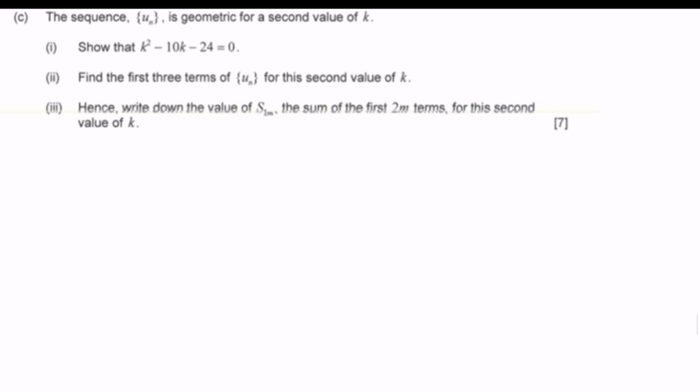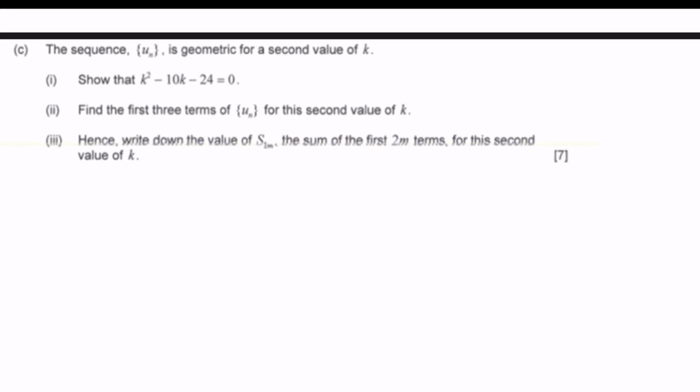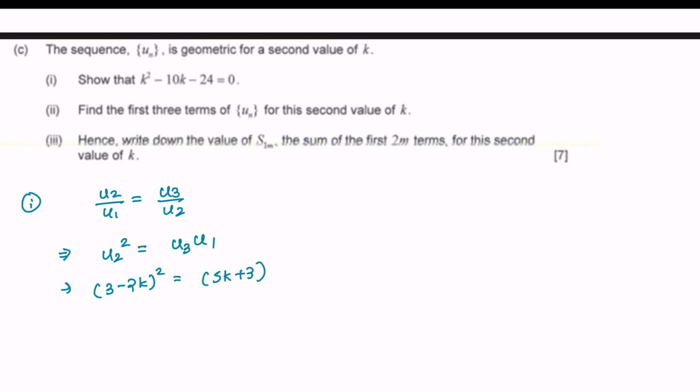Now the next one, sequence un is geometric for a second value of k. And we have to find this equation, k squared minus 10k minus 24 equals 0. So we can do again u2 by u1 equals u3 by u2 because they have clearly said that it is geometric for another value of k. We can use this geometric series property: u2 squared is u3 times u1. u2 is 3 minus 2k, u3 is 5k plus 3, u1 was k minus 5.